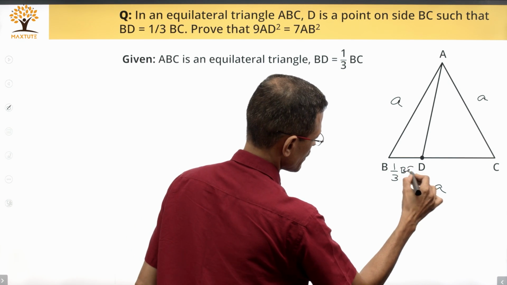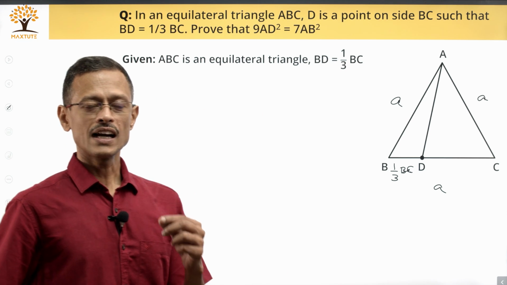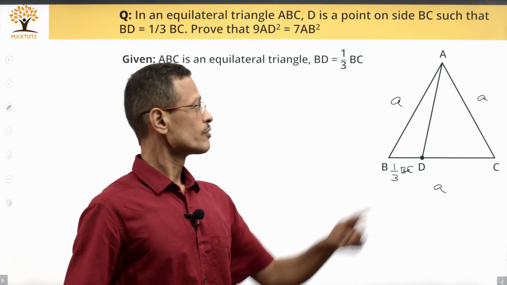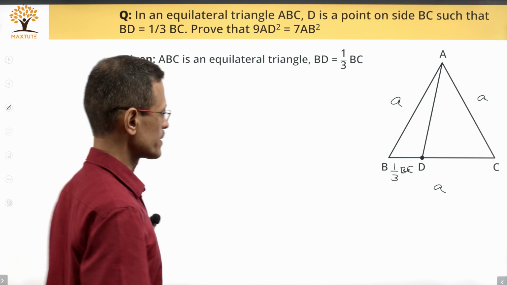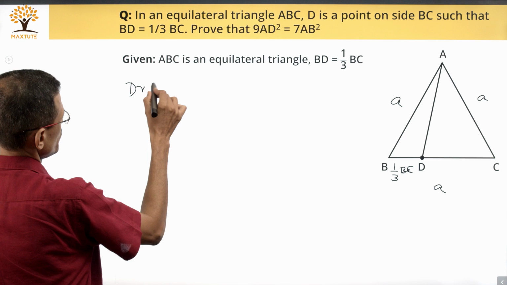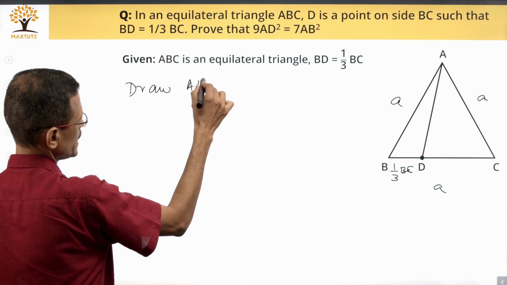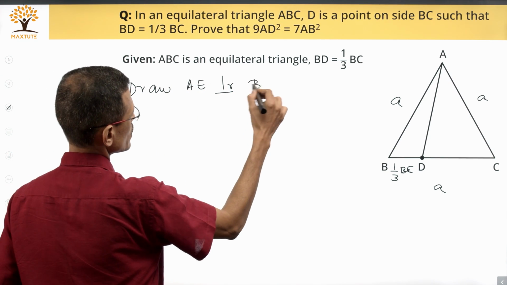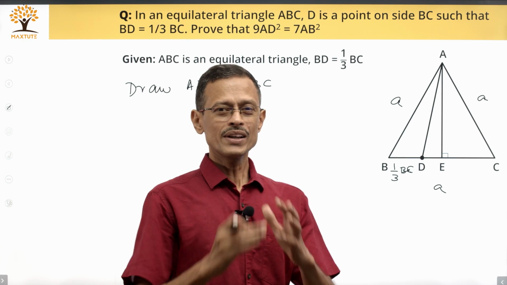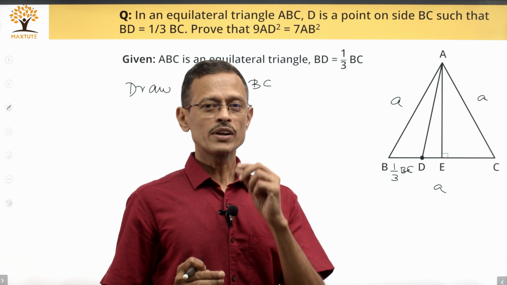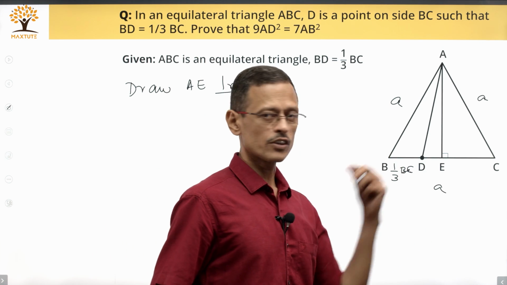The next step is to drop a perpendicular from vertex A to the opposite side BC, which is nothing but the altitude to side BC. So draw a perpendicular, we will call it AE. AE is perpendicular to BC, right? It's the altitude to side BC. I'm going to establish something: that E is the midpoint of BC.